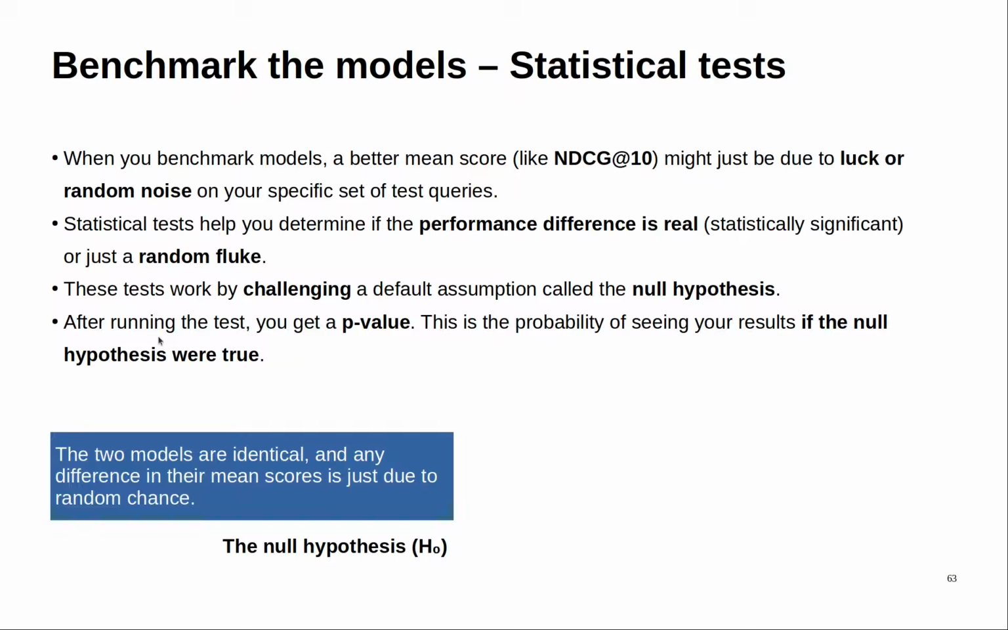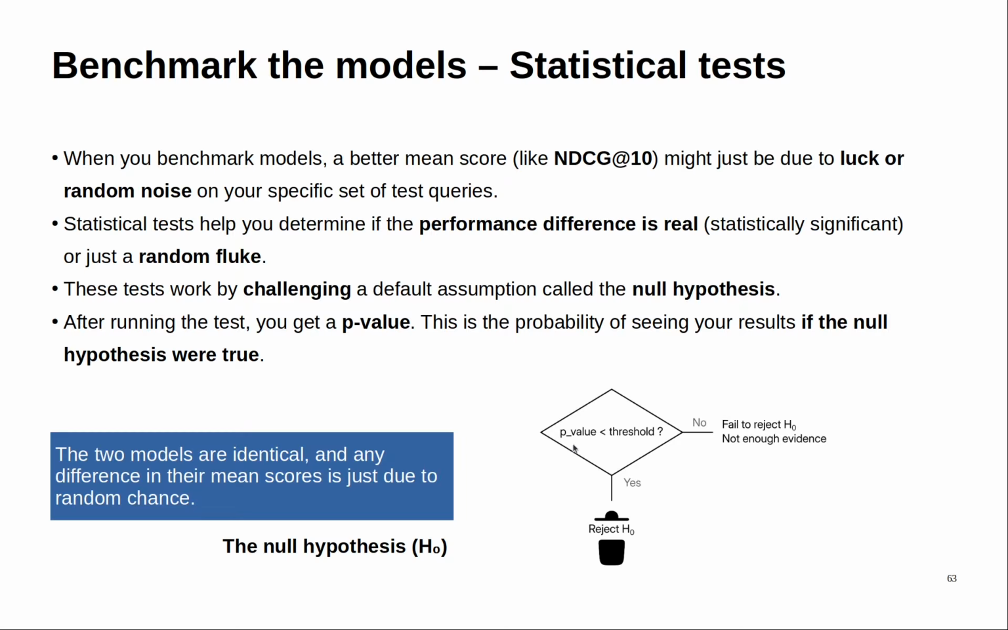After that, we start running the tests. The output of the test is a probability that we call the p-value. And this is the probability of seeing your results if the null hypothesis were true. And here is how it works. So basically, you set a threshold. Generally, we set it to 5%, but you can go lower if you want, or higher. You get the p-value. If this probability is smaller than 5%, we are going to reject the null hypothesis, and we are going to say with confidence that model A is better than model B, or model B is better than model A.